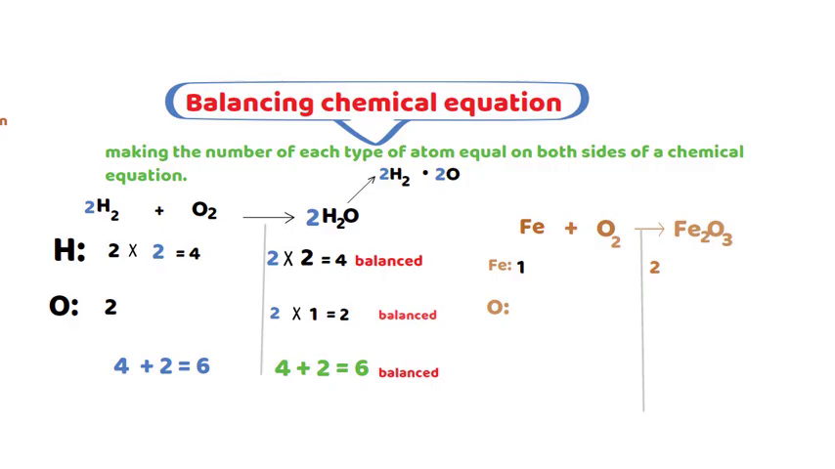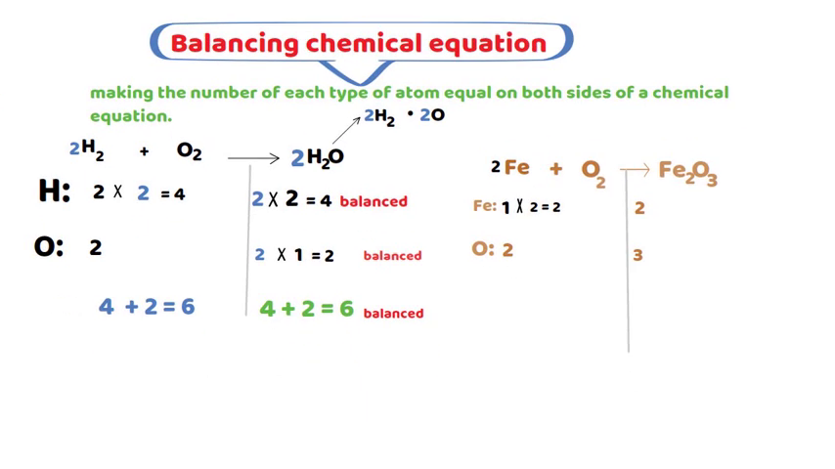Let us balance it. To balance it, let us place 2 in front of iron. Now 1 times 2 which equal to 2. Therefore iron is balanced in both sides. When we come to oxygen, in the reactant side we have 2 oxygen, but in the product side we have 3 oxygen. It's not balanced.